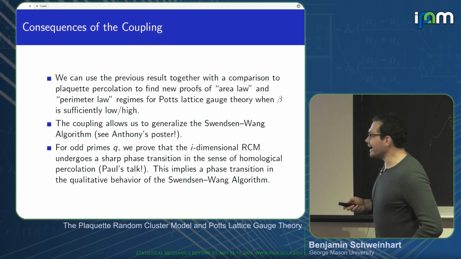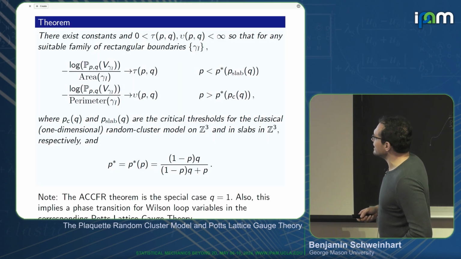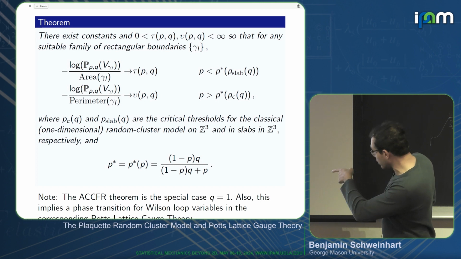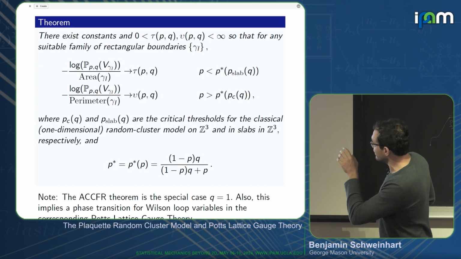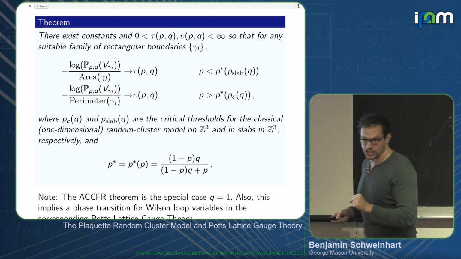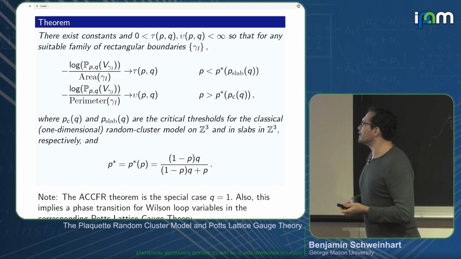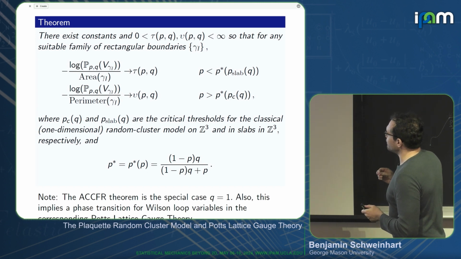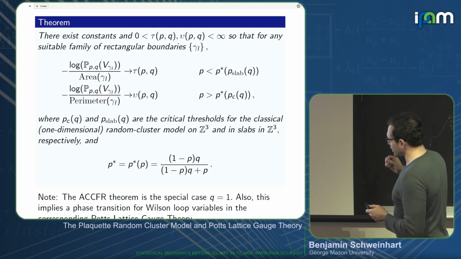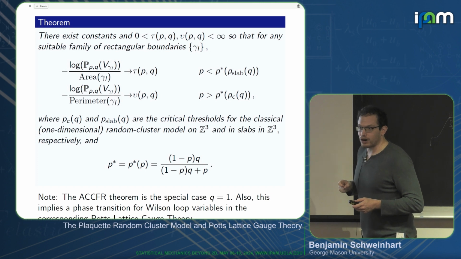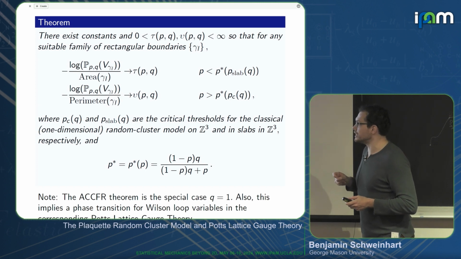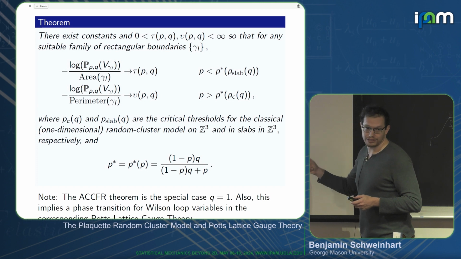right? When you start to have updates that are large relative to your torus. Okay? And then last but not least, we have this direct generalization of the result of Aizenman, Chayes, Fröhlich, and Russo, which says that you have area law and perimeter law regimes for your two-dimensional plaquette percolation on Z^3 that are dual to corresponding regimes for the random cluster model on Z^3.